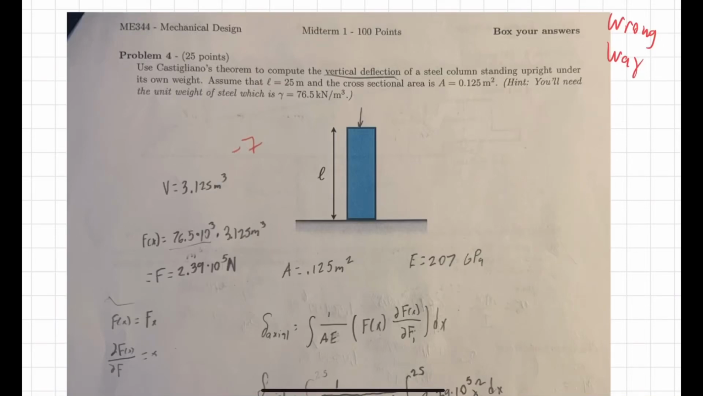Alright, so my first rework problem is number 4, the Castigliano's theorem problem, where we are asked to find the vertical deflection of a steel column standing under its own weight. And our assumptions are given as L is 25 meters, A is 0.125 meters squared, and we're also given the unit weight of steel in kilonewtons per meter cubed.